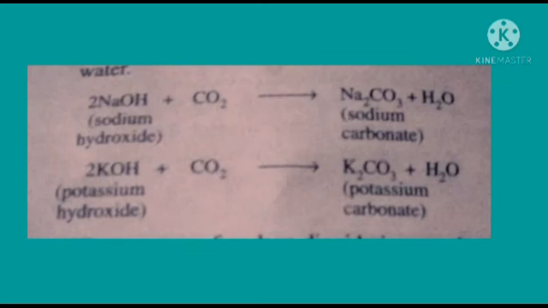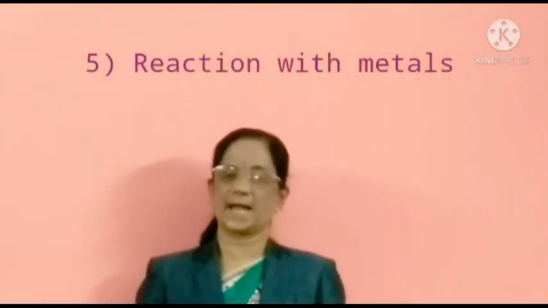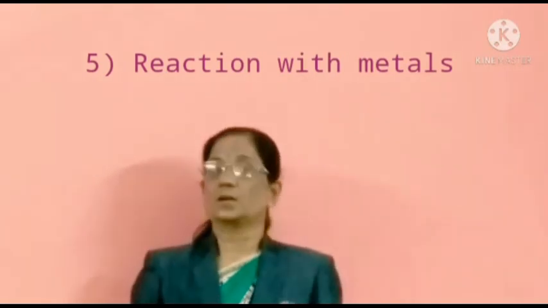It reacts with carbon dioxide forming sodium carbonate, that is the salt, and water. When excess carbon dioxide is passed through alkalis, a soluble bicarbonate is obtained. And the fifth property of carbon dioxide is reaction with metals. Metals react with carbon dioxide forming the metallic oxide, and carbon is formed.